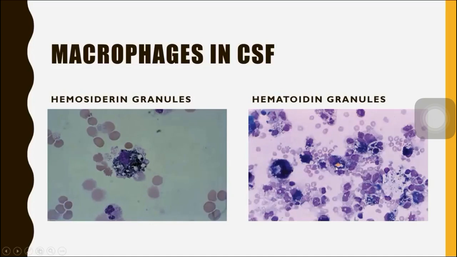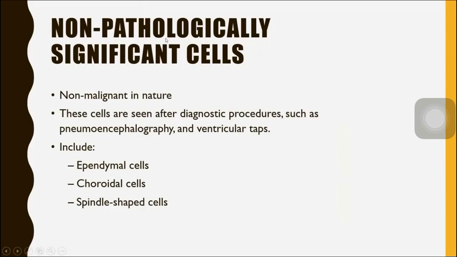Next, we have the non-pathologically significant cells. Non-pathologically means they are non-malignant in nature. So if they are non-malignant, why are they considered significant? Because these cells may resemble malignant cells. Why do they resemble malignant cells? Because usually these non-pathologically significant cells appear in clusters, and malignant cells also usually form clusters. So they look alike. It is important to take note that the presence of these doesn't indicate a malignant condition. They may indicate that the patient underwent certain diagnostic procedures such as pneumoencephalography and ventricular tap.